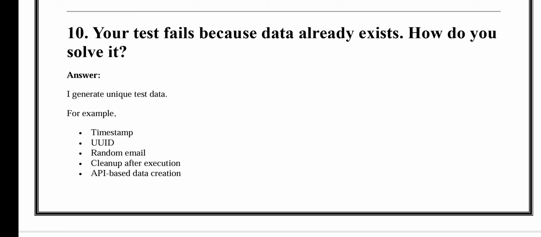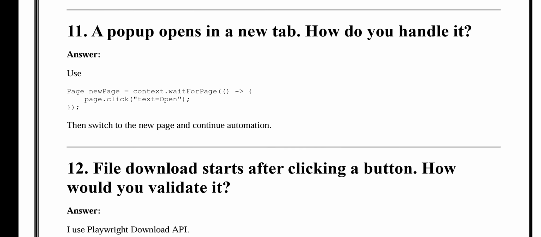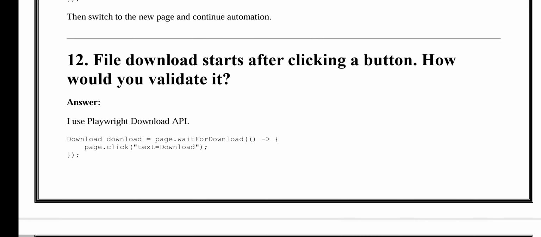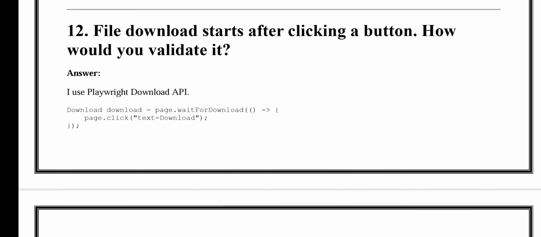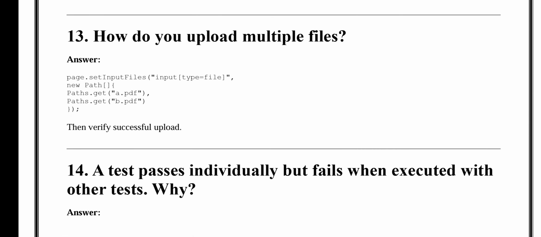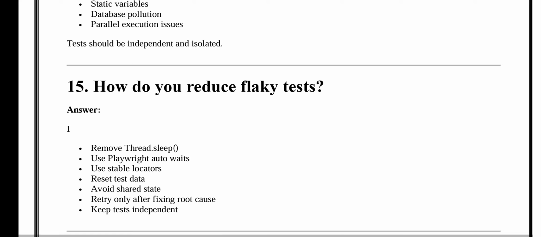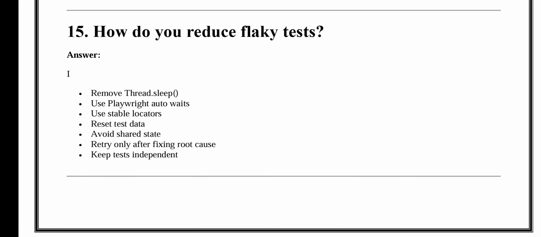Your test fails because data already exists. How do you solve it? A pop-up opens in a new tab. How do you handle it? File download starts after clicking a button. How do you validate it? How do you upload multiple files? A test passes individually but fails when executed with other tests. Why? How do you reduce flaky tests?